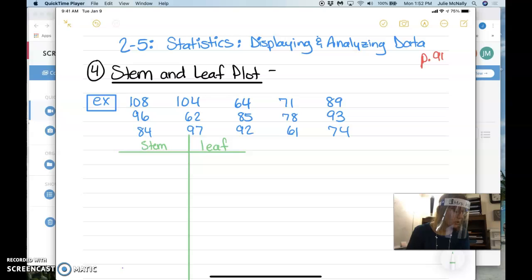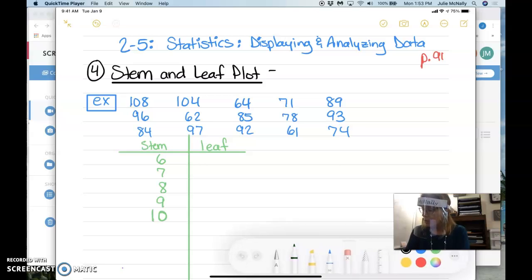So the first thing I'm going to do is look at my range. On the stem side, we are writing the tens place. So I have 60 is my lowest, and then I have 70, 80, 90, and for 100, we're going to write a 10 on the stem side. Now the leaf side is all my ones places. So this can be a little tricky. Make sure you pay attention. I'm going to change colors.